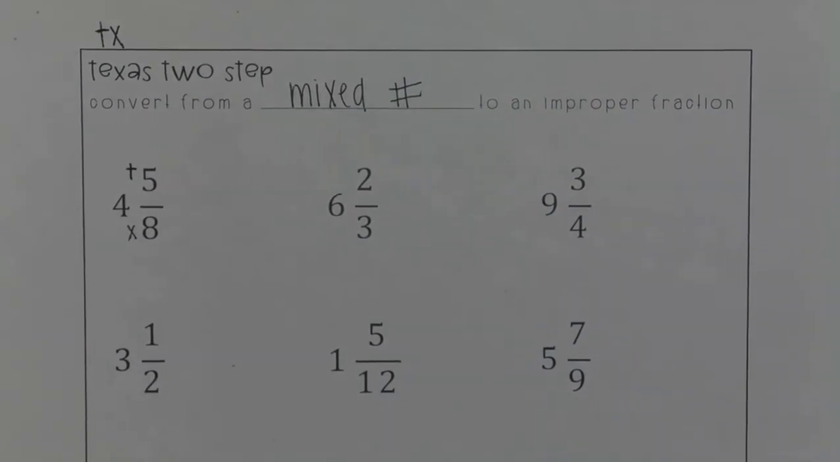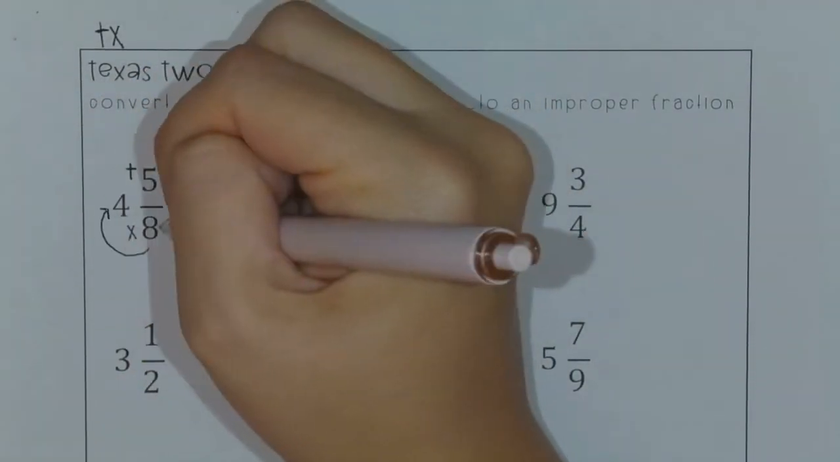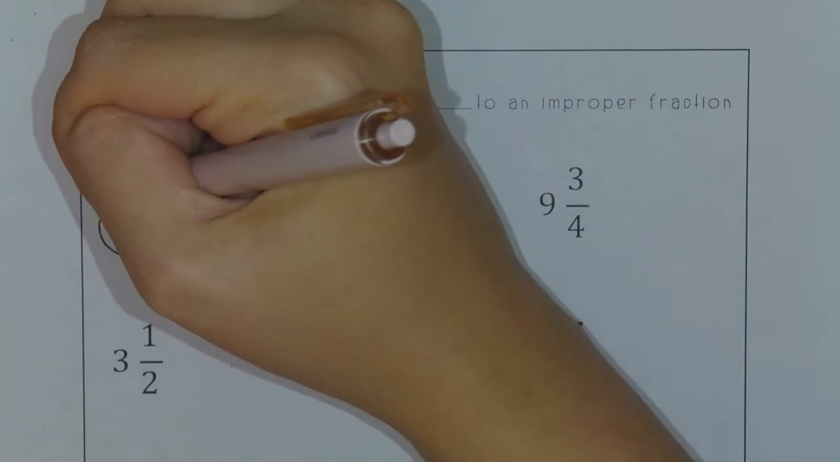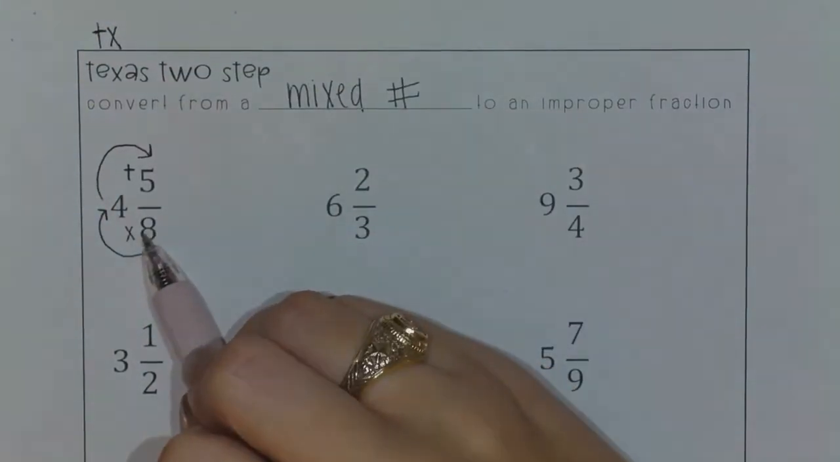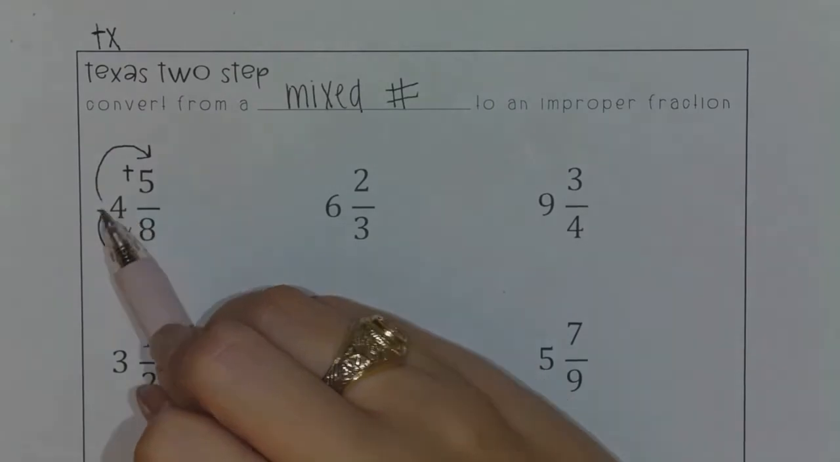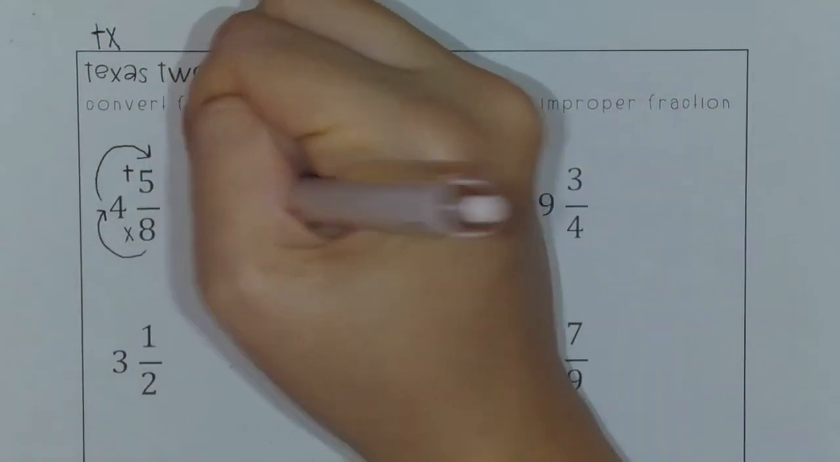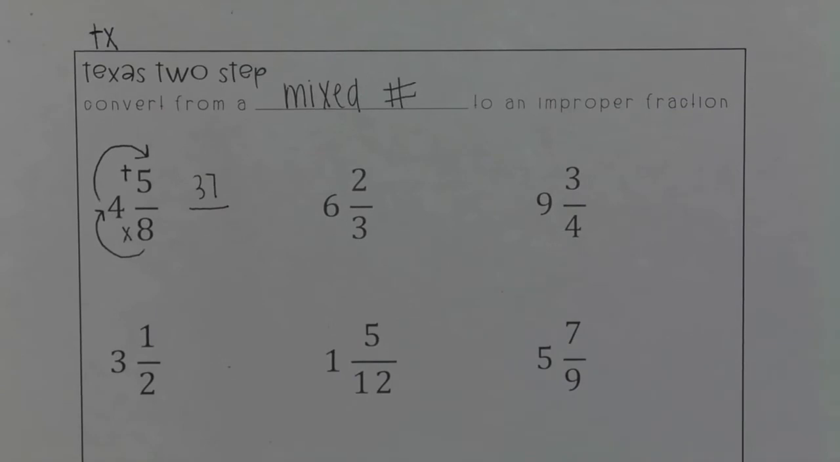So I have 2 steps that I have to perform here. I have to first do what is multiplicative. So 8 times 4 would give me 32. My second step is to add the numerator. So again, 8 times 4 gives me 32, plus 5 more gives me 37. So what the Texas two-step helps me do is figure out my numerator.